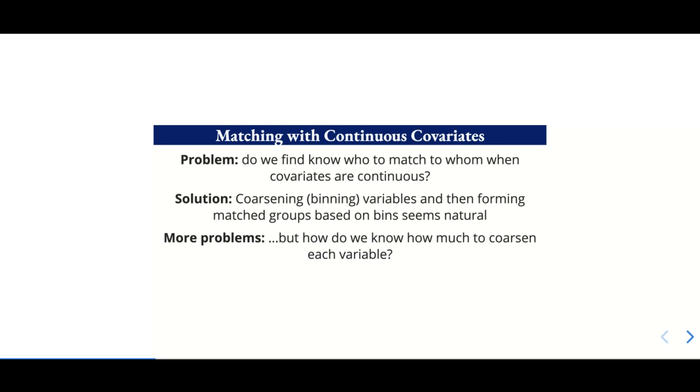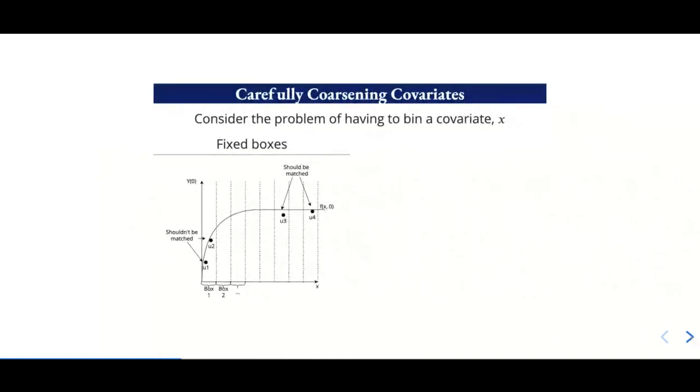A seemingly natural solution here is to coarsen continuous variables, to bin them, and to then form groups of units that are matched together based on these bins that we're making. However, how do we know how much we should coarsen each variable? This is, I would say, a pretty natural question that arises in this setting. So how do we go about that?